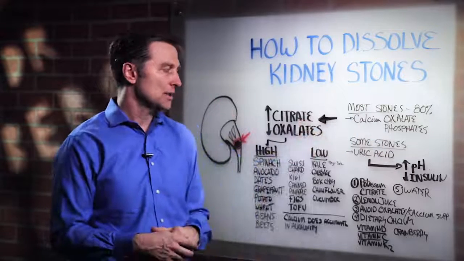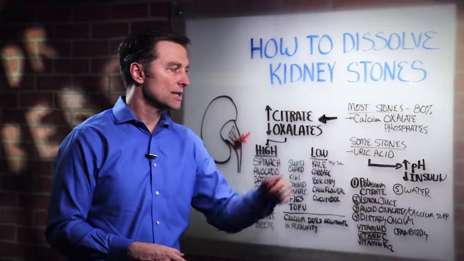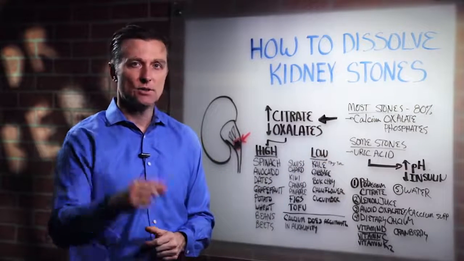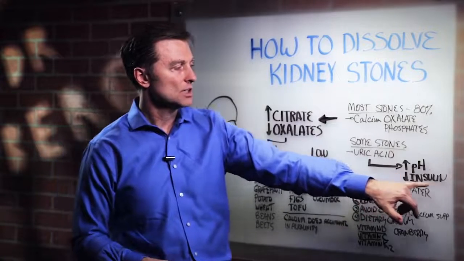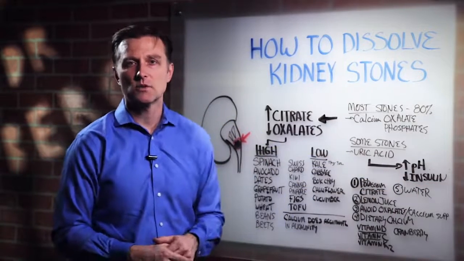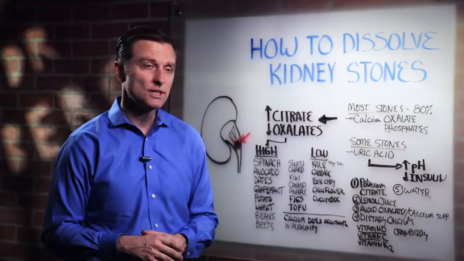The last point I want to mention that's very, very important is that if you have uric acid crystals in the kidney, they're little stones, or gout, you need to fix the insulin. You need to lower the insulin, okay, because it usually comes from insulin resistance. I'm going to put a link down below to give you the data.